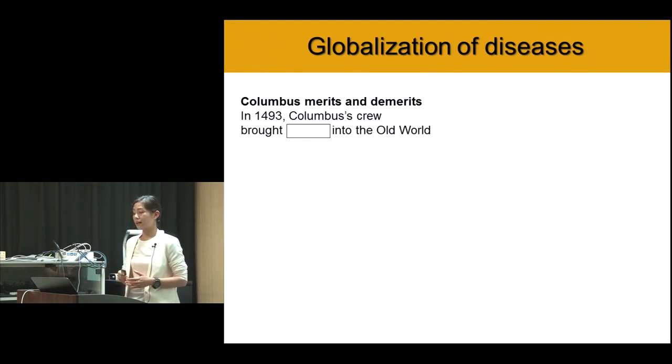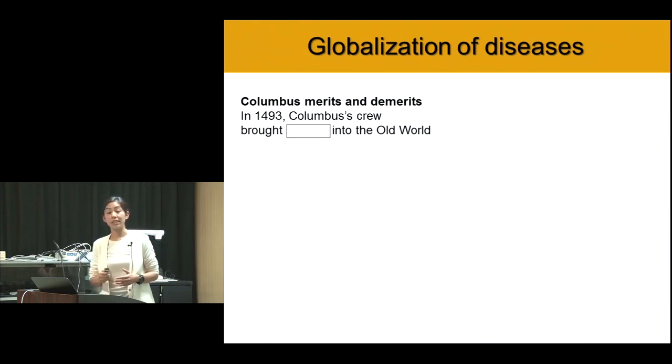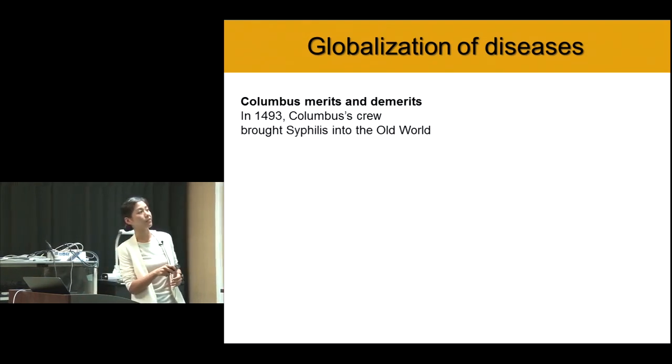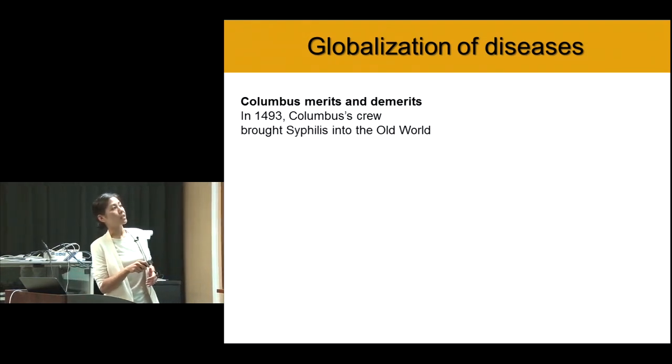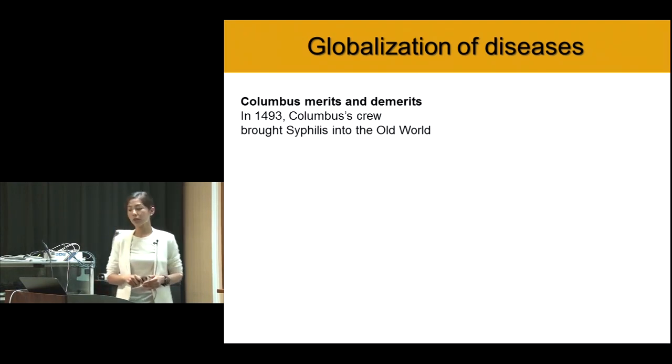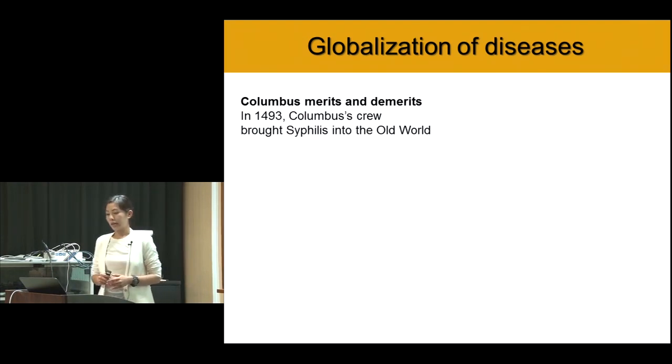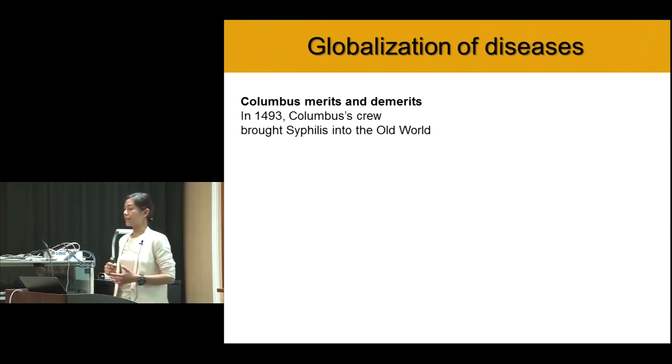Syphilis was among the first global diseases. So here's syphilis. In 1493, Columbus' crew brought syphilis back into the old world upon returning from the New World. And the first known global epidemic of syphilis then occurred in Europe in the next few years during the Renaissance, in 1495.